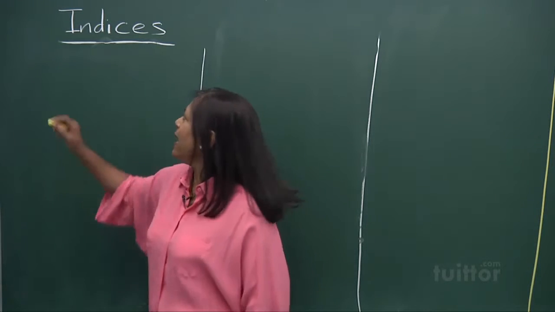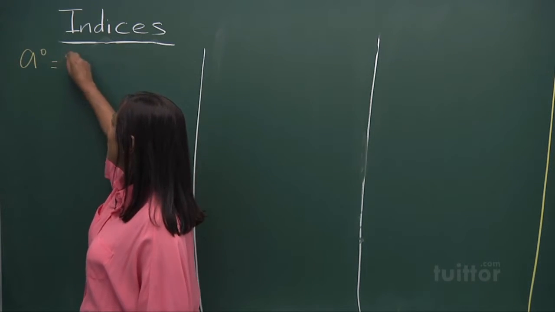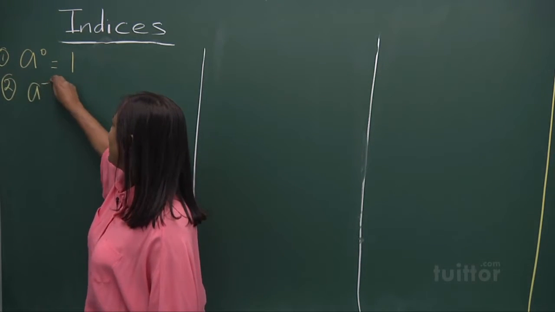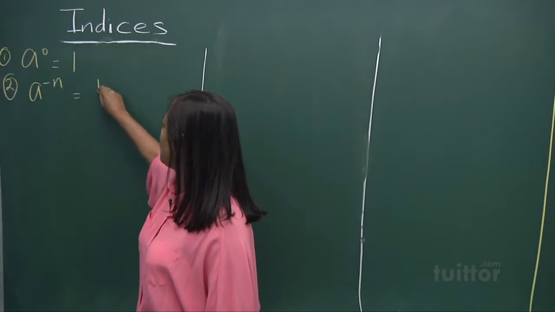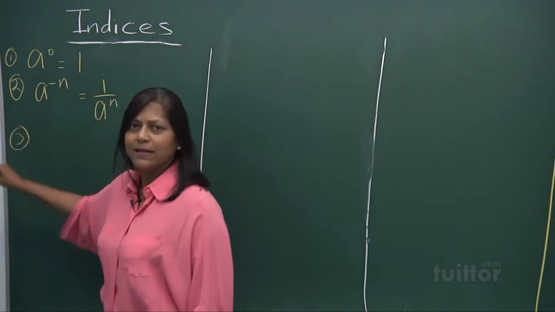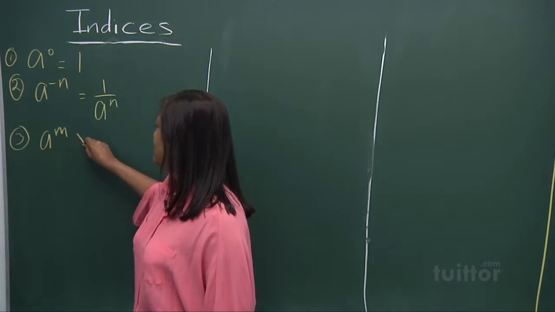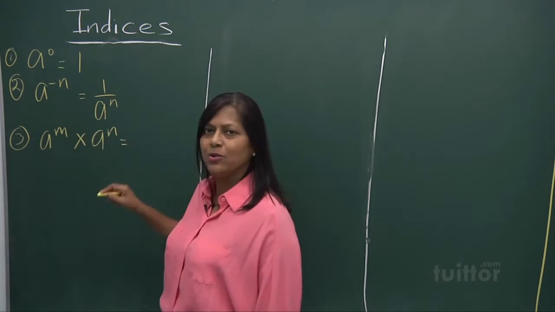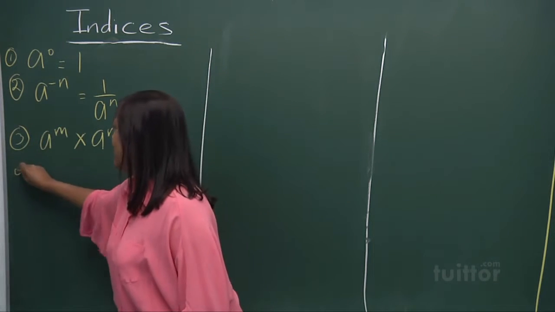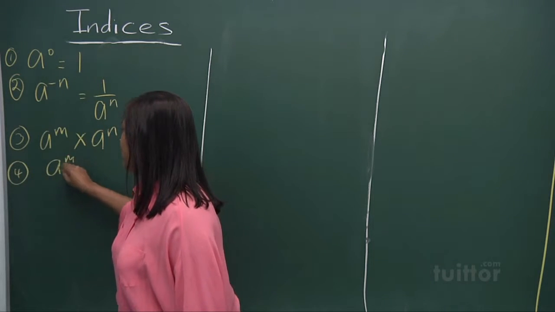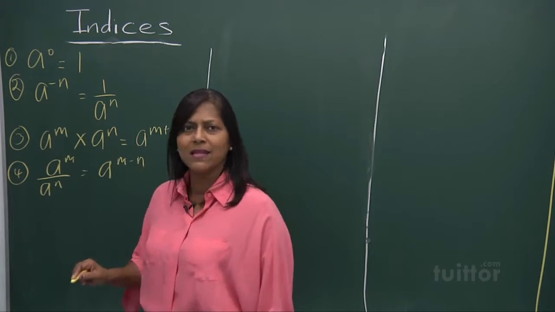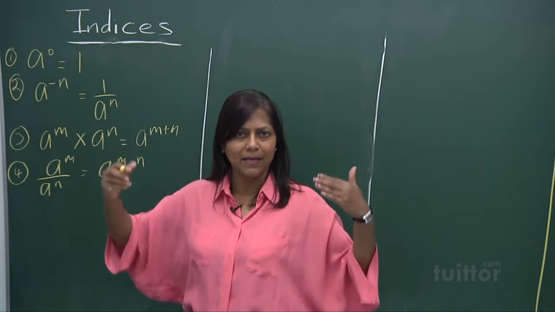A quick recall. A to the power 0, you get a 1. And if you have a negative power, you get 1 upon a to the power of n. The third law is a to the power of m times a to the power of n. What do you get? A to the power of m plus n. The fourth is when you have a^m divided by a^n, you take away the up power minus the down power. Just remember, up minus the down.